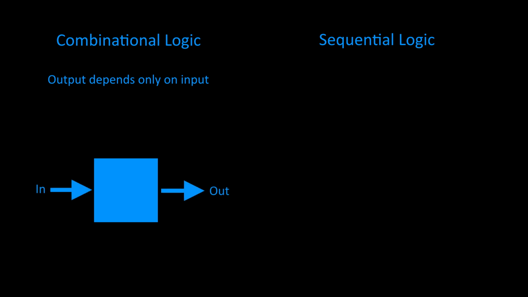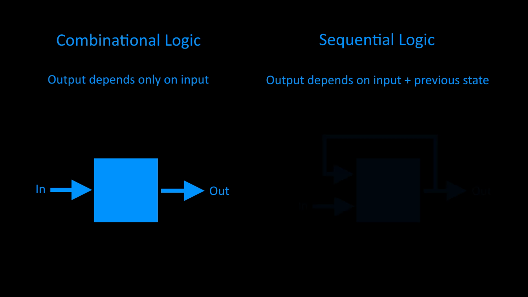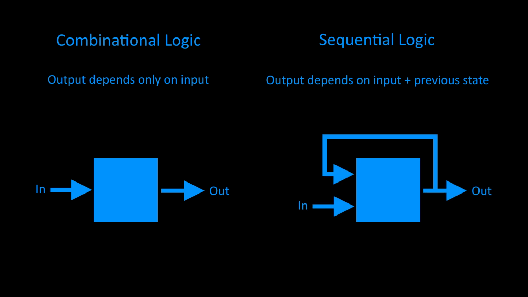In digital logic design, circuits can be broken down into two general types: combinational logic and sequential logic. Combinational logic circuits are circuits whose output depends only on its current inputs. All of the circuits we have made so far in this series use combinational logic. Sequential logic circuits are circuits whose output depends both on its current inputs and the circuit's previous state. These circuits can remember information, typically by using a feedback loop where the output is fed back into the input.